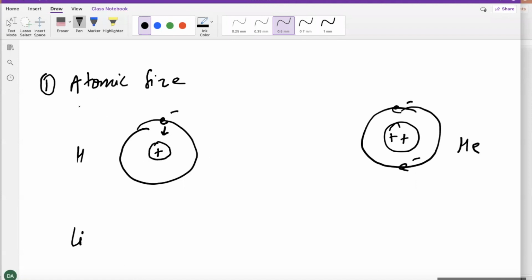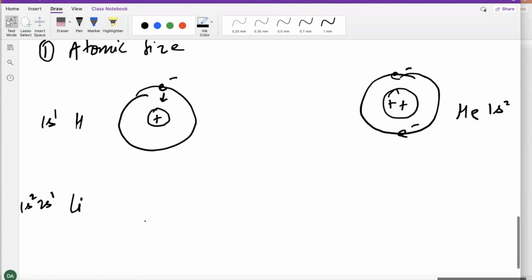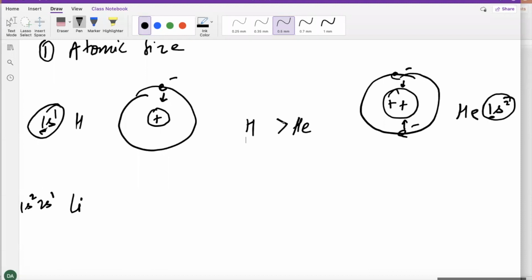But the point is that hydrogen is 1s1, helium is 1s2, and lithium is 1s2, 2s1. So the point I'm trying to make is that hydrogen and helium both have only one floor. Although helium has two electrons, it's still just one floor. But helium has two positive charges. So if you remember, if you've got more positive charge in the center, meaning more protons in the center, the electrons will feel more nuclear charge and they will be attracted inwards towards the center of the atom. That's why helium's size is going to be smaller than hydrogen's size. So guys, what we can say is, as you go right on the periodic table, the atomic size decreases.